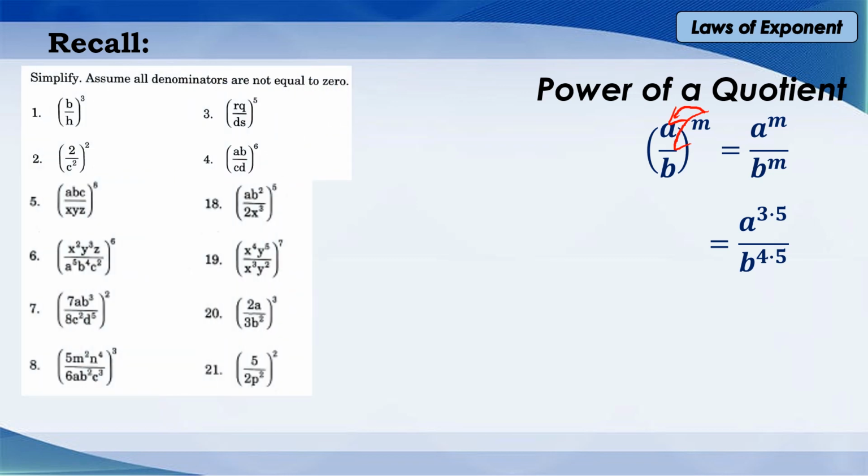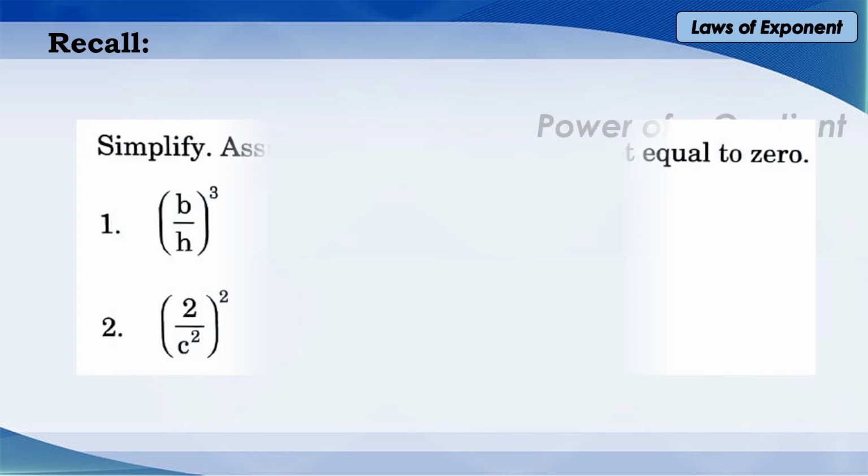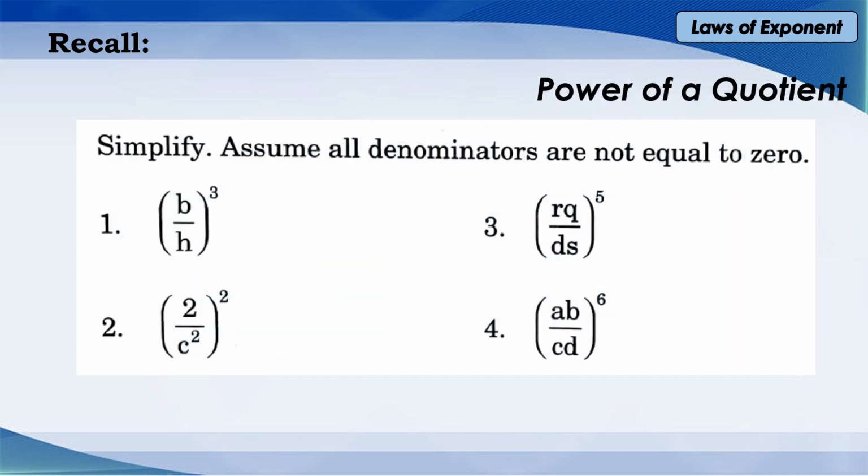Example, ang example dito ay a over b, a cube over b raised to 5. Kaya siya naging 3 times 5, 4 times 5 equals. May equals pa yun. Yan. Isa-isayin natin. Power of a quotient. B over h raised to 3. Siya magiging b cube over h cube.